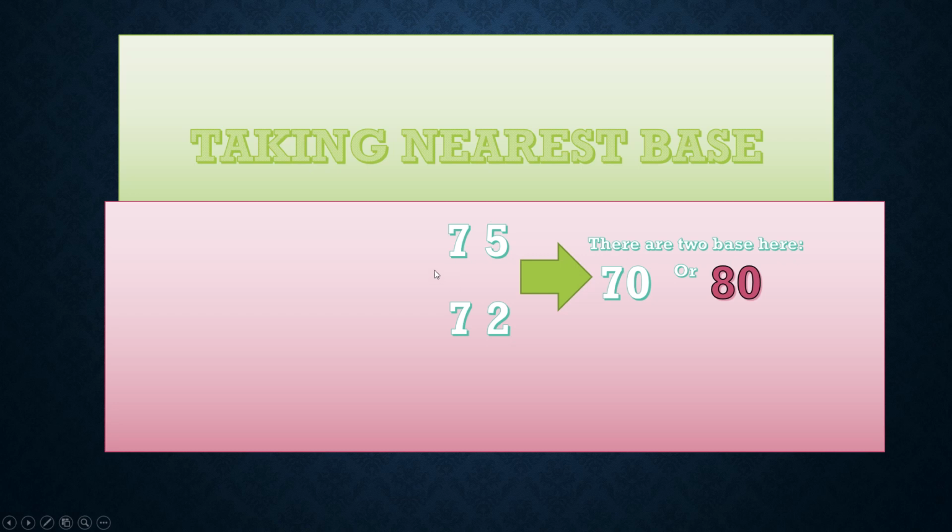We can take 100. If we take 100, then we see that it is 25 behind 100. Like if we take 70 as a base, we see that it is 5 ahead. If we add 5 to this, we get this. And if we subtract 5 from this, we get this. We have to choose those bases which are nearest to them. For my convenience, I take 70 because I find it much easier.